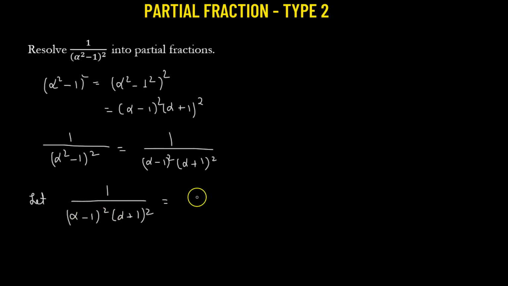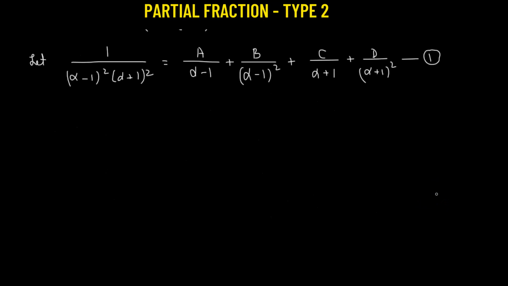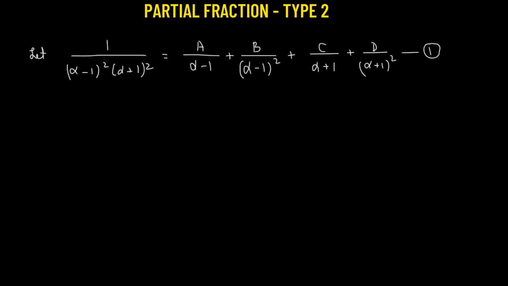We will assume that this can be split into 4 partial fractions, because the factor alpha minus 1 is repeating twice, and the other factor alpha plus 1 is repeating twice. The first partial fraction will be A over alpha minus 1, plus the second partial fraction, B over (alpha minus 1) whole squared, followed by the third partial fraction, C over alpha plus 1, and the final one will be D over (alpha plus 1) whole squared. Fine. So let's label this as equation number 1. Our goal will be to obtain the values of the constants A, B, C, and D.